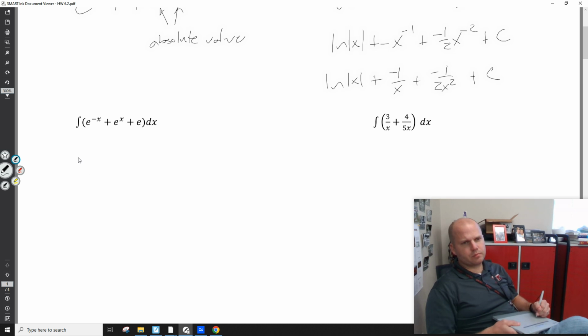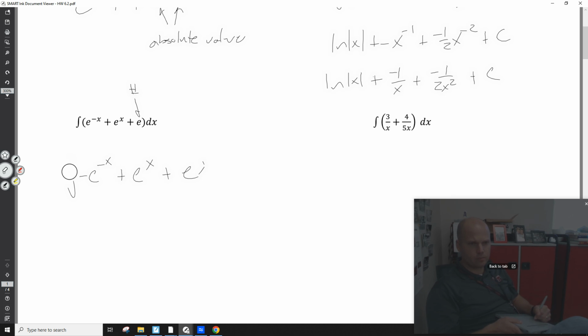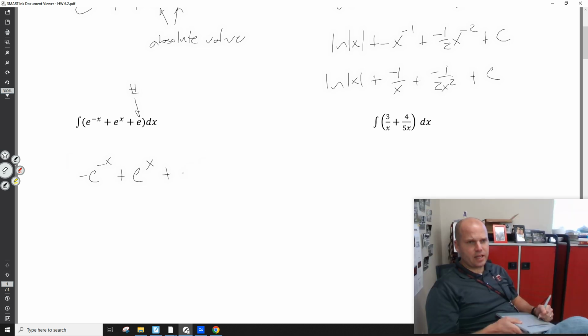This is a good one. I don't want to really talk about why this antiderivative is negative e to the negative x right now. I'm going to talk about that in a second. E is just a number. This is one that pops up sometimes on tests and tries to trick students. It's kind of a jerk question. Sorry. But the antiderivative of e to the x is e to the x. The antiderivative of e to the negative x is negative e to the negative x. I'll explain more why later.